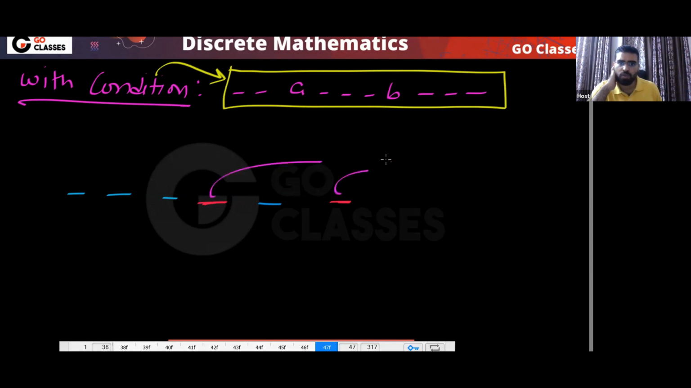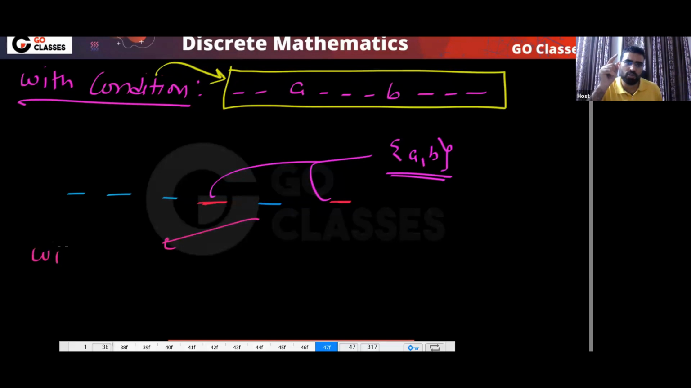I know that these two positions are for A, B. So what will happen? You know the guarantee. You can give guarantee that with condition you will get this.